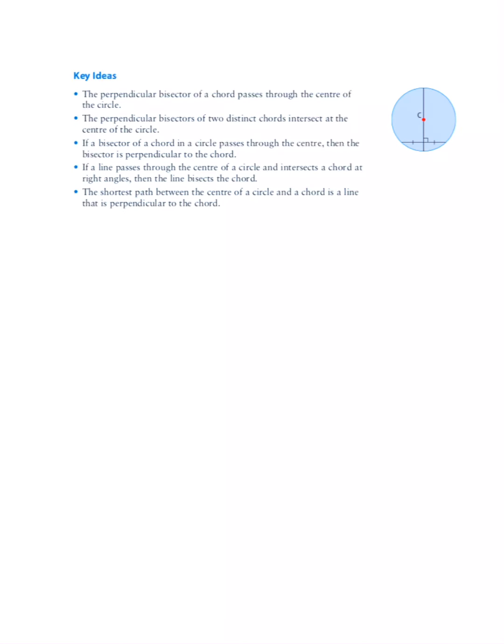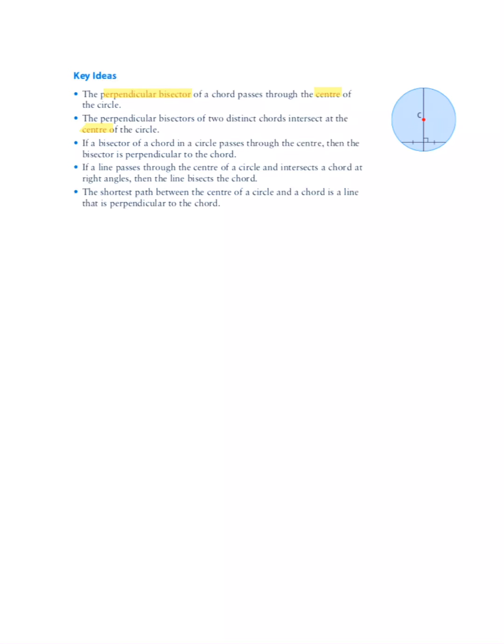Okay, so let's just go over these key ideas here quickly, and then we'll try one more question. The perpendicular bisector of a chord passes through the center of the circle. So that's what we needed in that last question, right? If we have the perpendicular bisector of a chord, it goes through the center. The perpendicular bisectors of two distinct chords intersect at the center, right? Because they're each going to go through the center, so the point that they're each going to cross will be the center.